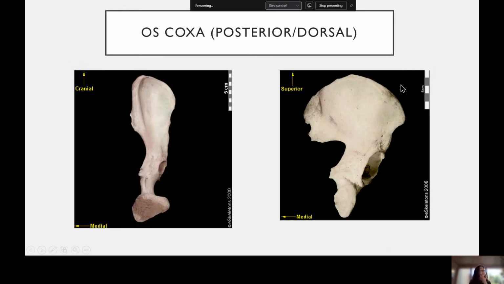So now looking at the os coxa posterior view, how does the os coxa compare between the primate and the modern human? One major observable difference is that the os coxa of a human is much wider. The ilium is much more laterally flared in humans. In turn, it's much smaller and looks taller in baboons. So they also have a smaller iliac crest, which is the attachment point for the gluteus maximus muscle.